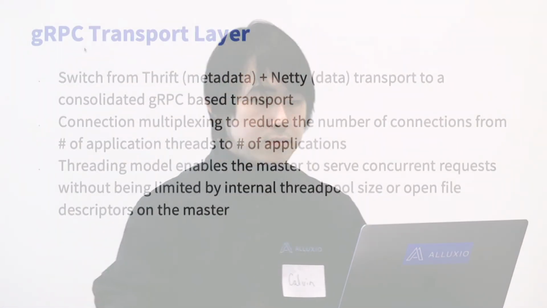So if your Spark executor, let's say, is running 32 tasks, that's going to be 32 connections to the master. Whereas now, when you're able to multiplex, each application only has one connection to the master, and all of the threads share that connection. So that's what multiplexing means.